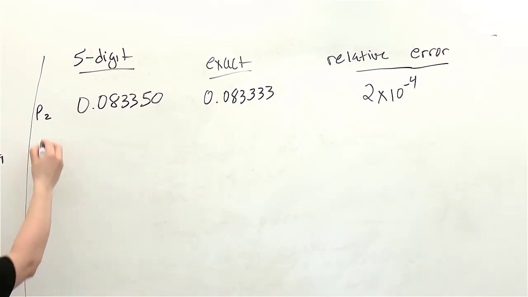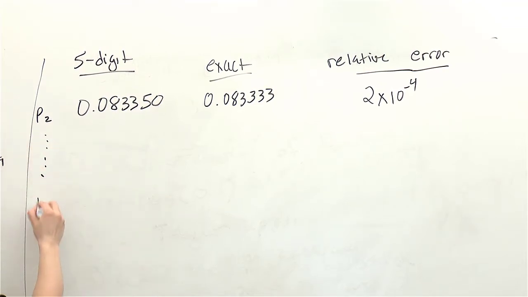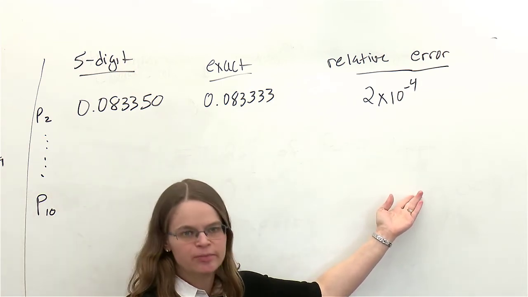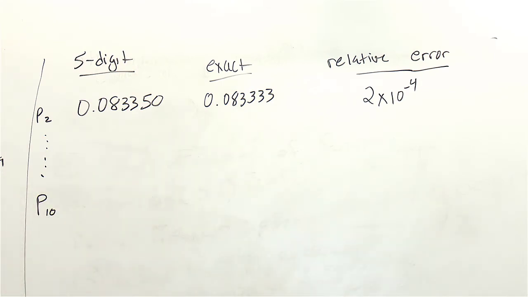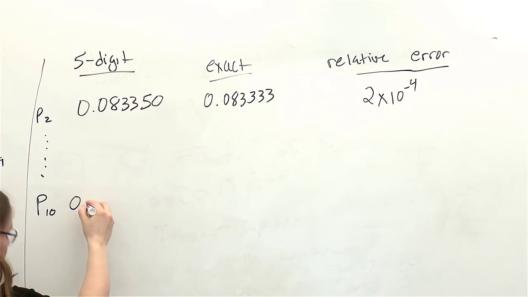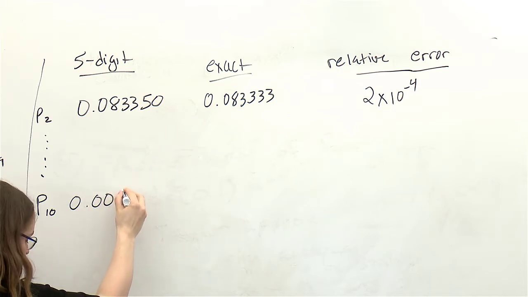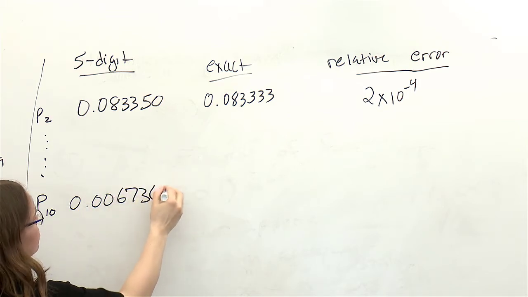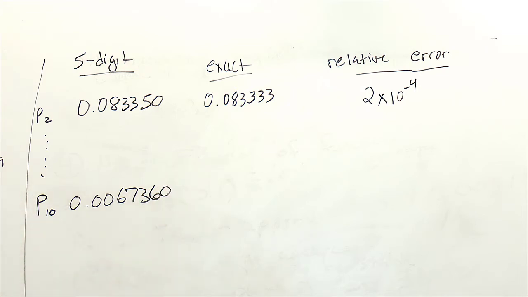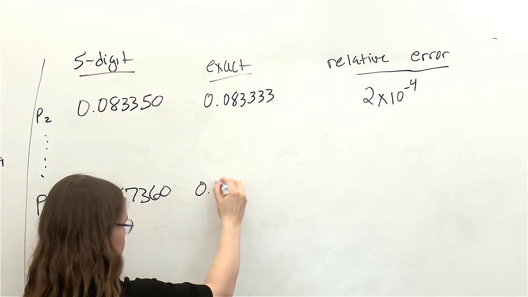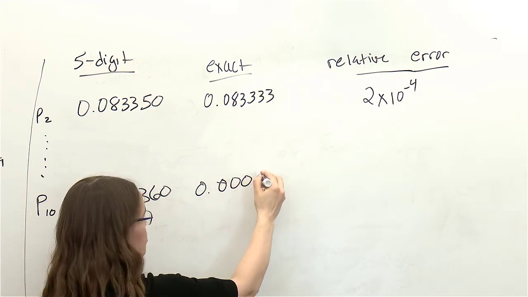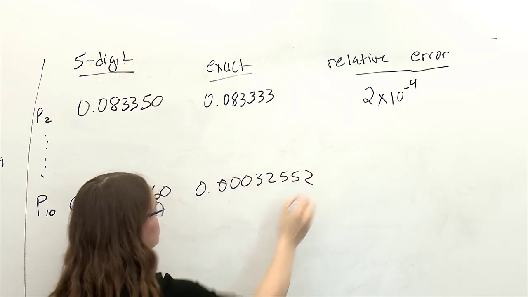Okay, what am I actually going to see? Well, I'll take us a few lines down. So what would I like to see down here? Maybe something on the order of 10 to the minus 3 would be reasonable at this point after 10 steps. All right, what am I actually going to see? I do the computations with 5 digits. Get 0.0067360. That's my 5-digit number. Okay, my real number is 0.00032552.